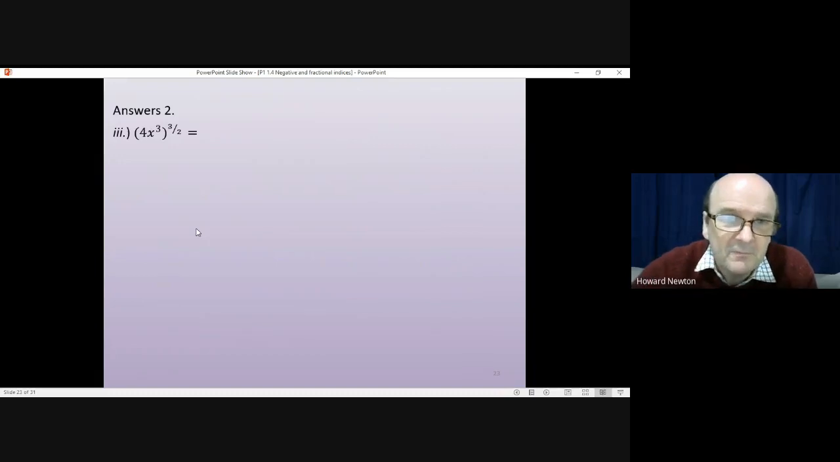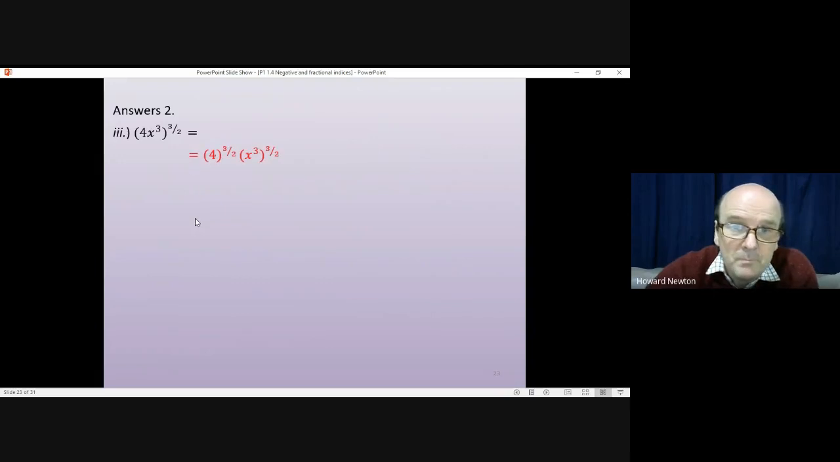The third question, 4x cubed, all to the power of 3 over 2. Now, I think I would probably split this up into 2 parts just to make it feel a little bit simpler. And you can do this as long as it's a multiply or a divide in the brackets. So you've got 4 to the power of 3 over 2 times by x cubed to the power of 3 over 2. And then think about the 2 things separately. That means we've got 4 cubed, and then we'll have to square root the answer. So you do 4 cubed first, which is 64, and then the square root of 64, which is 8.